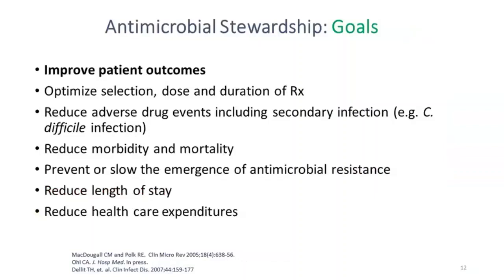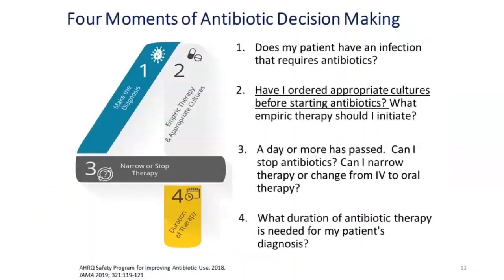Now, this slide came out of a wonderful project funded by AHRQ, a safety program for improving antimicrobial use, and it was published in JAMA earlier this year, and it's the four moments of antibiotic decision-making. The first thing we have to ask ourselves, does the patient have an infection that requires an antibiotic? It seems like a simple question, but we really need to go back to basics. The next thing, which we're going to emphasize on this broadcast, is have I ordered appropriate cultures before I start antibiotics? Because if you don't recover the pathogen, it makes it much more difficult to de-escalate and come up with appropriate durations. Then every day you should be asking the question, does the patient still need antibiotics?